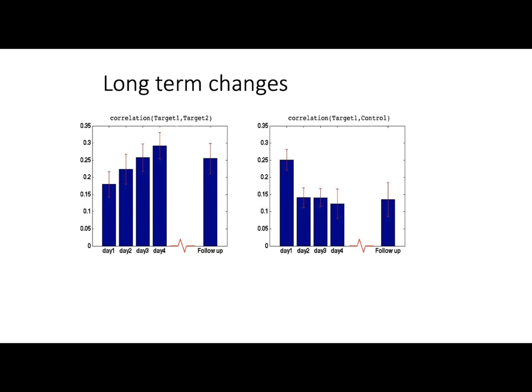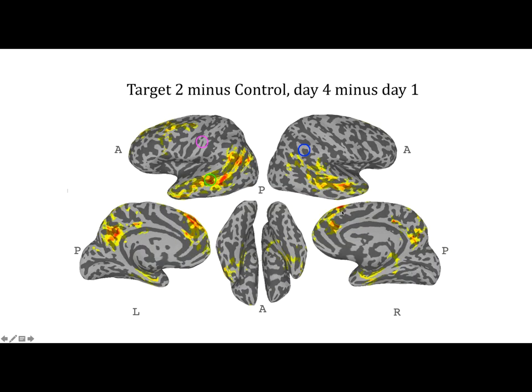Okay, so when we do this, we see long-term changes in networks that we're training. So this is the correlation between our 2 targets on day 1, 2, 3, and 4 of the training. And this is the correlation on the follow-up, which is up to a year following the initial training. So this went up the way we wanted it to. The correlation between the target and control, which we were training to go down, went down. So this is all great. And this is exactly the network we were training, right?